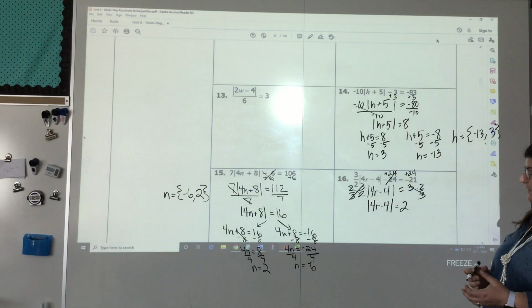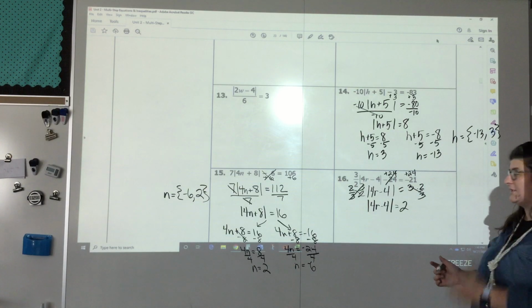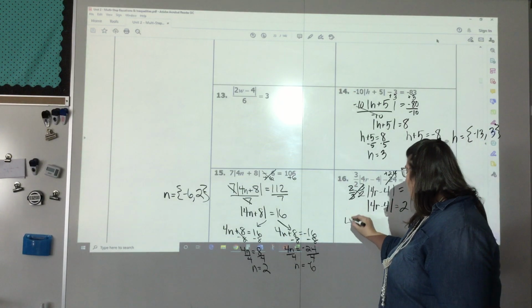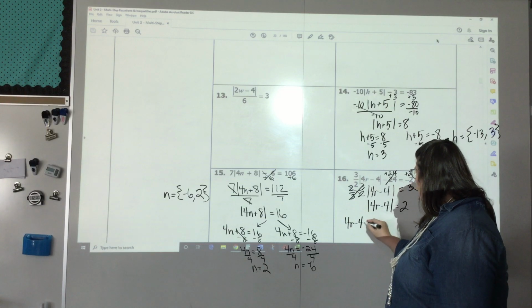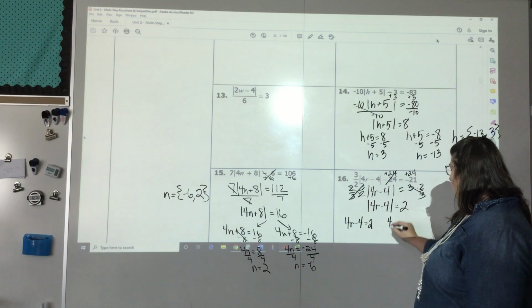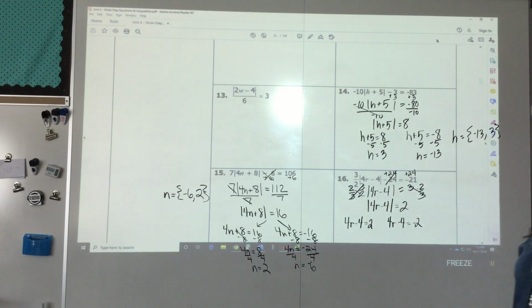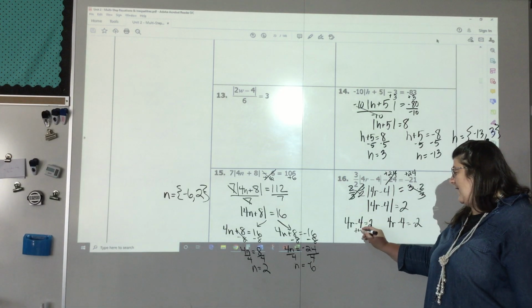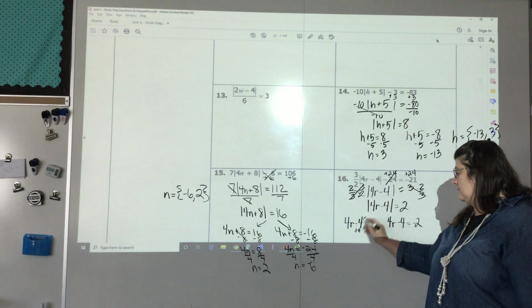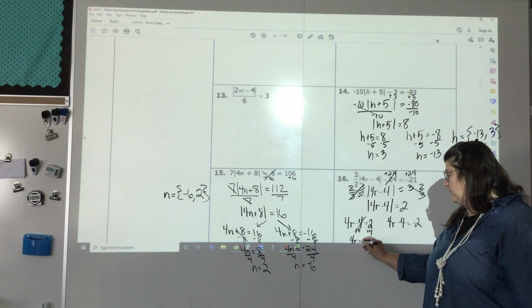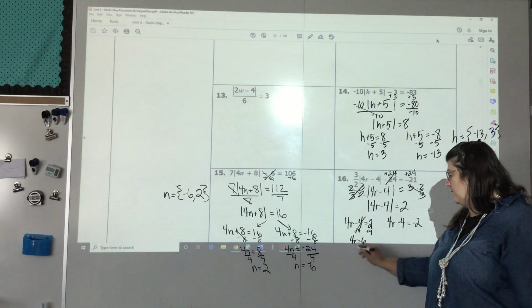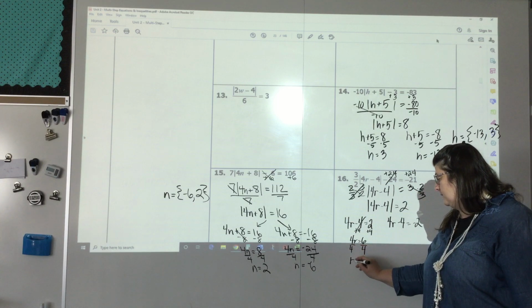Absolute value is isolated. Now I can break it into 2 separate equations. So 4r minus 4 equals 2. 4r minus 4 equals negative 2. Solving them separately, getting 2 different solutions for my solution set. I'm going to add 4 to both sides. Divide by 4. It's a lot of 4s.